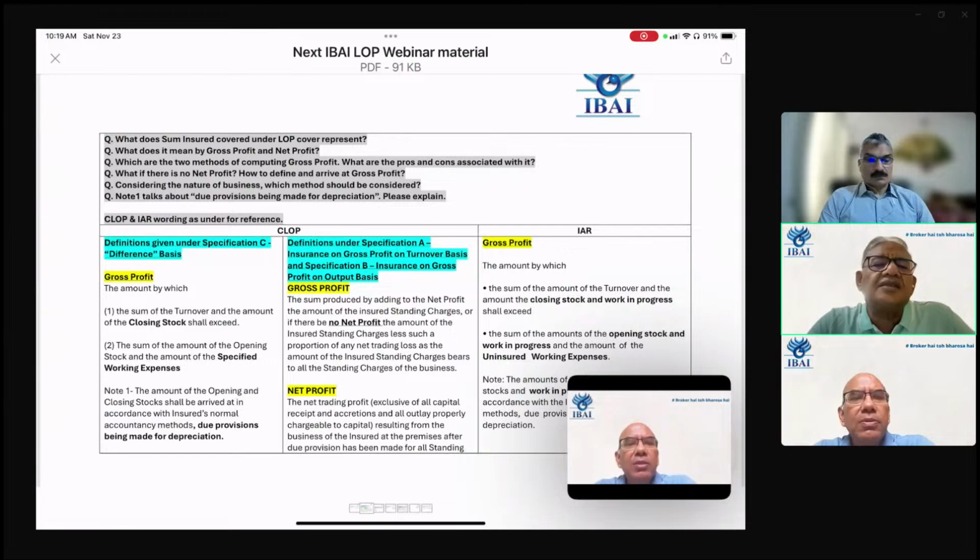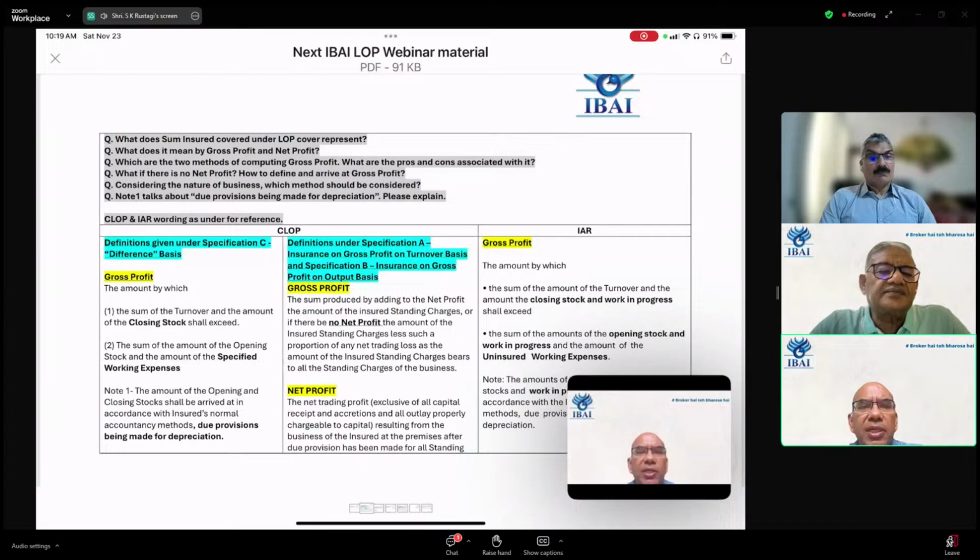Sir, just a humble request, can we go question by question? Okay. So what does the sum insured covered under LOP cover represent? The sum insured is the gross profit.